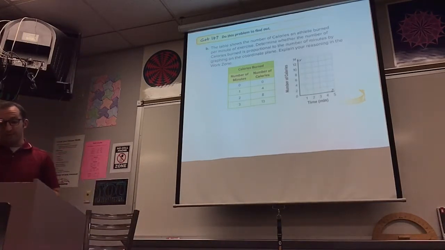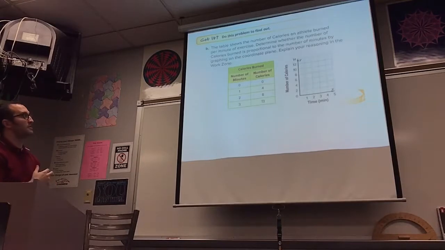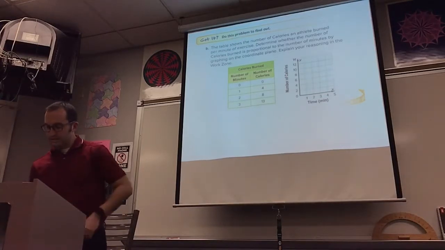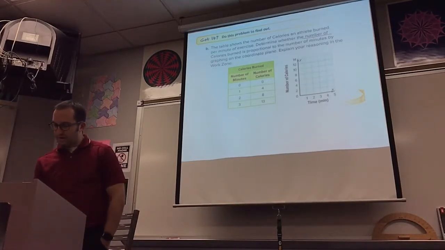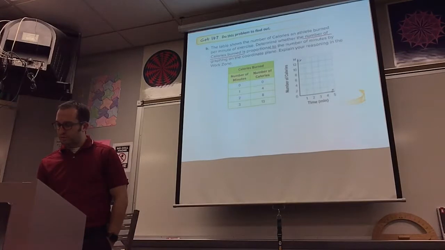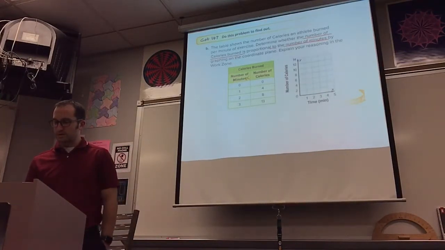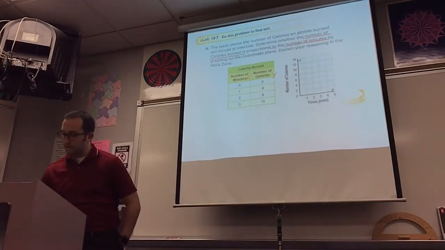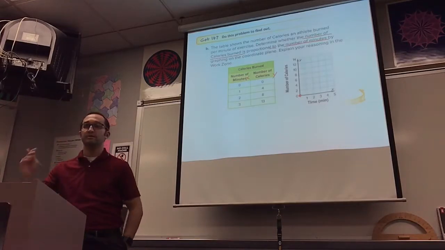Table shows the number of calories an athlete burned per minute of exercise. Determine whether the number of calories burned is proportional to the number of minutes by graphing on a coordinate plane. So notice it says, determine whether the number of calories burned is proportional to the number of minutes. So the number of minutes, that's our x. Number of calories is our y. So what's our first point that we're going to plot? 0, 0. Hey, that's promising.